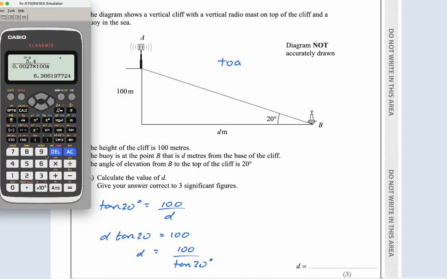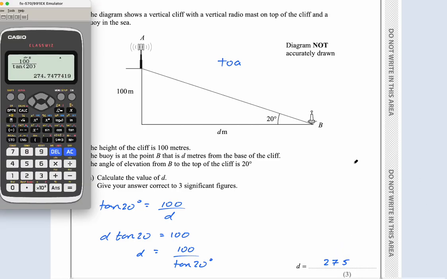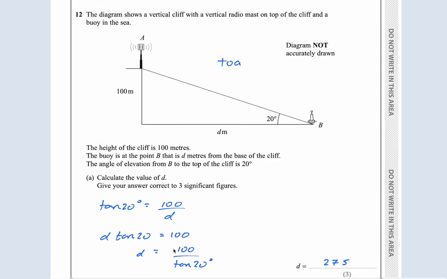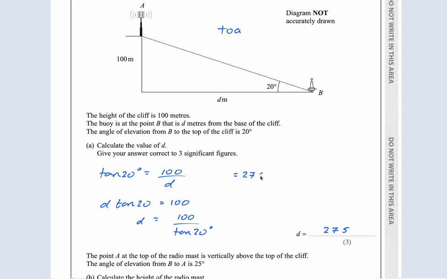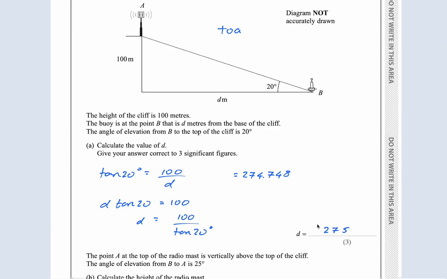Calculator, please. 100 over tan 20, close brackets, 274.75, but he wants it to 3 significant figures, so that's just going to be 275. I like to first just put a less rounded answer, 274.748 actually, because that's 7 to 8, but the final answer has to be 275.